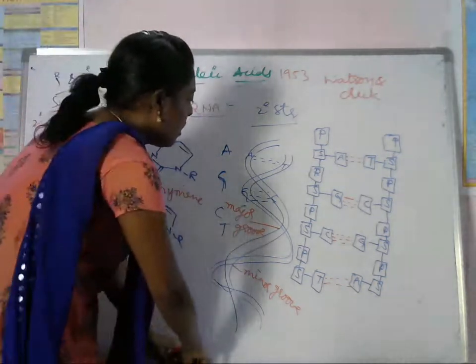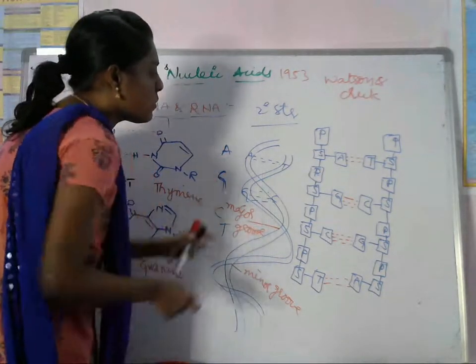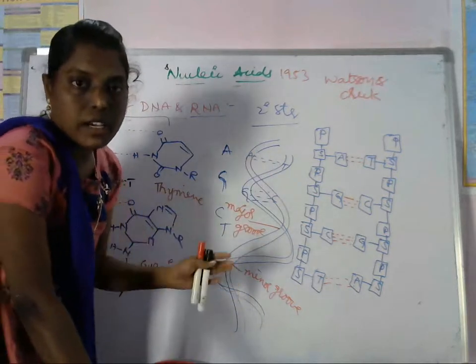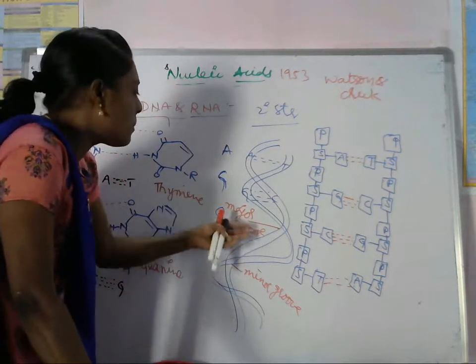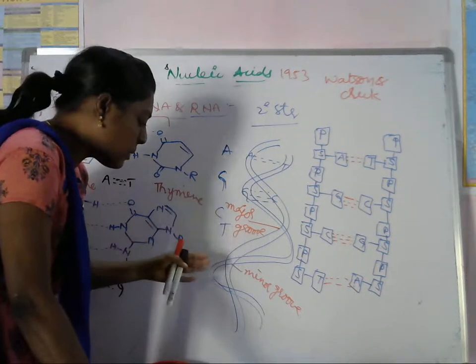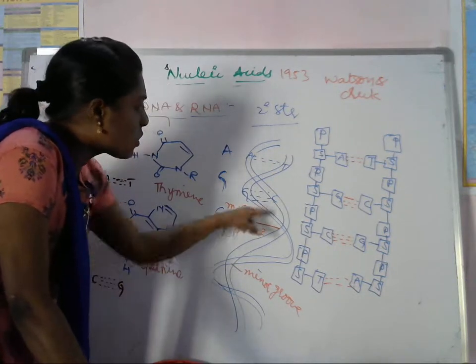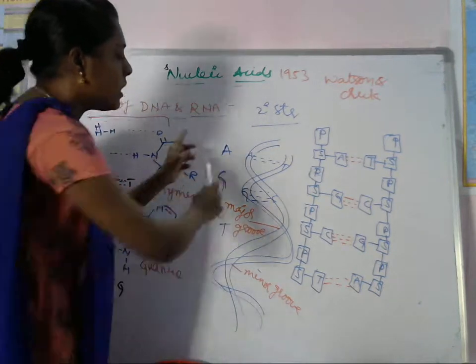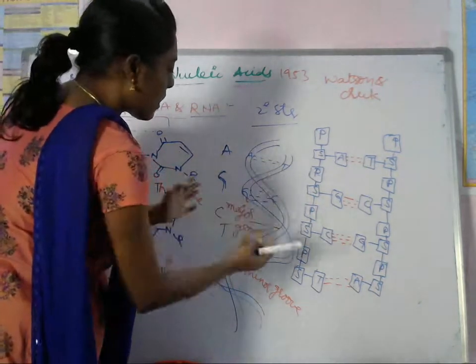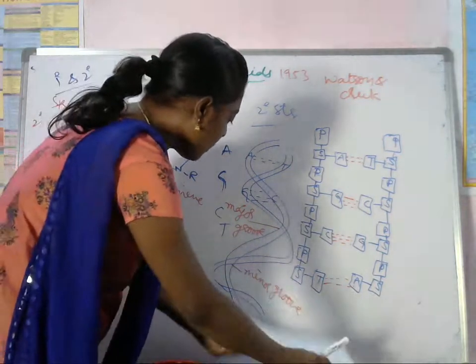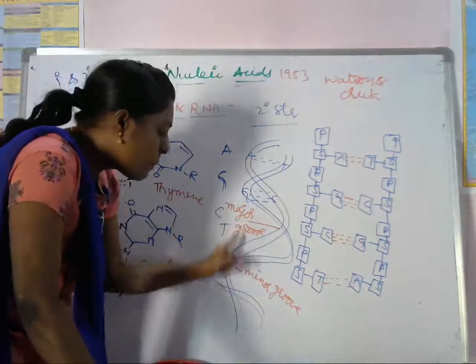So these have purines and pyrimidines which are bonded with their corresponding pyrimidines and purines. Okay, so this consists of two polynucleotide chains which are helically combined, and these form the helical structure. In the helical structure, we have a minor groove and a major groove.